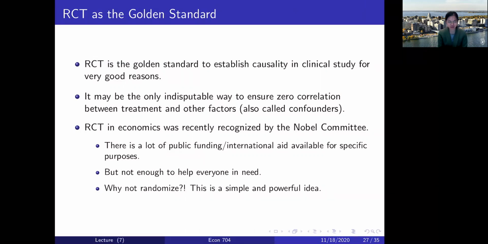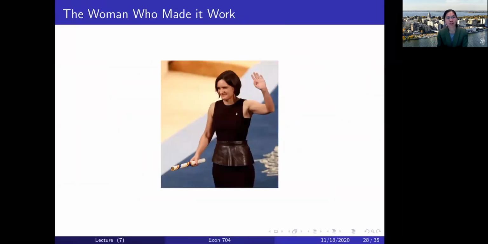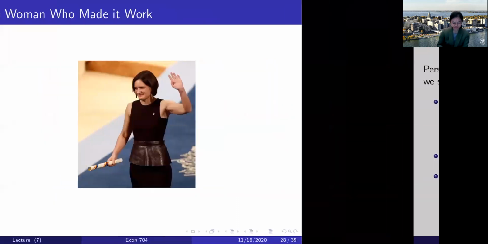Right? So this is a very simple and powerful idea, but not a lot of people could pull it off. The woman who did pull it off was Esther Duflo, who was awarded the Nobel Prize in Economics in 2019.